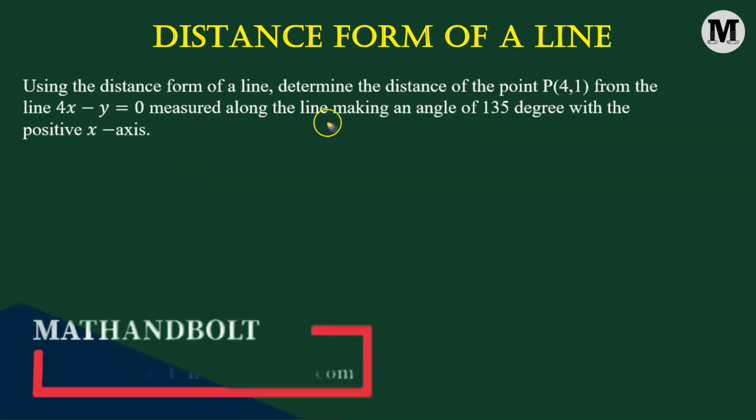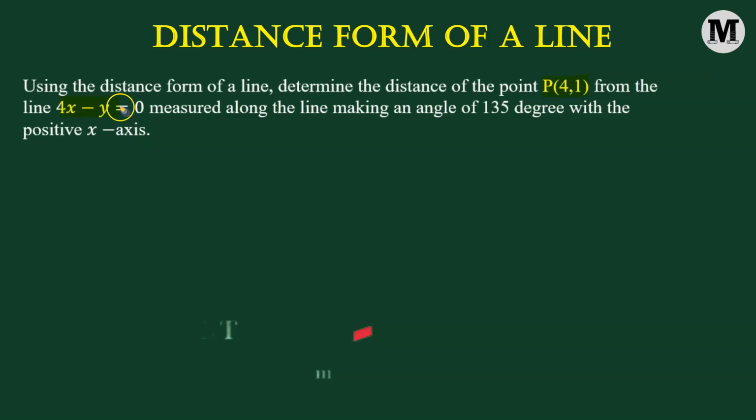Using the distance form of a line, determine the distance of the point P having the coordinate 4, 1 from a line whose equation is given to us, that's 4x minus y equals 0, measured along the line making an angle of 135 degrees with the positive x-axis.